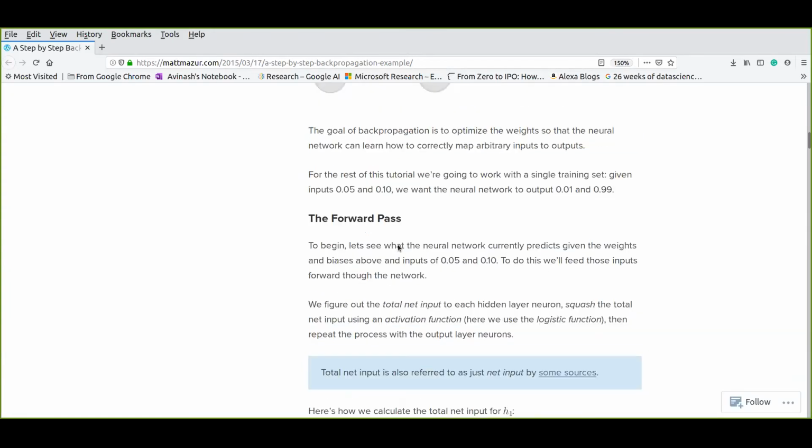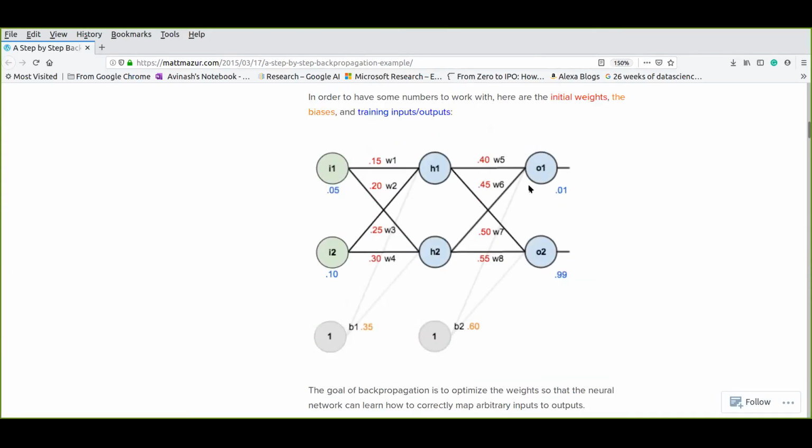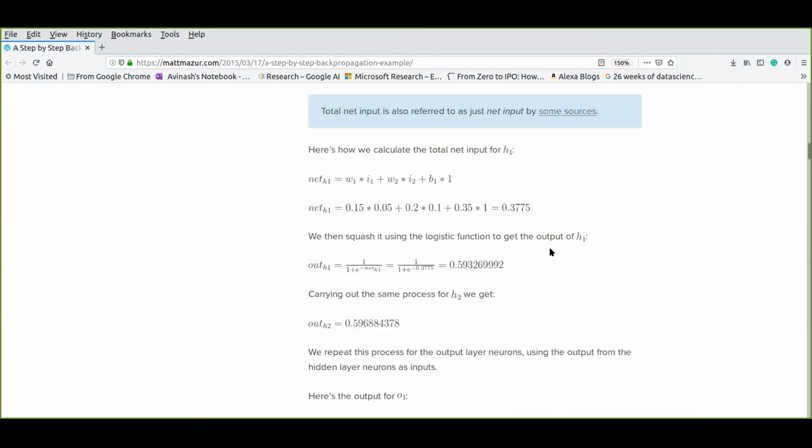Now we have everything that we need. We have the output of O1 and we have the output of O2. The only thing that's left in the forward propagation is to calculate the error. We know the actual outputs here, and we also know the predicted outputs since we already calculated O1 and O2. And now let's calculate the error.